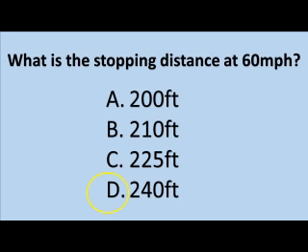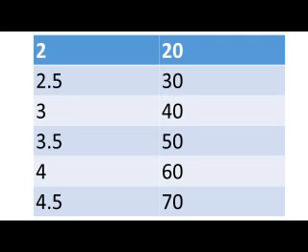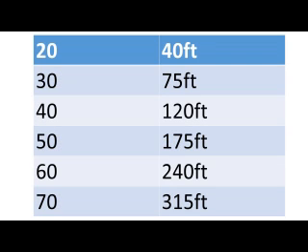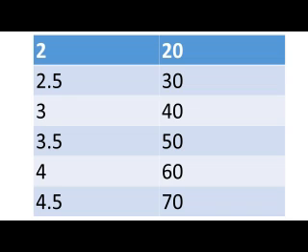Just to explain that a little bit more so it makes a little bit more sense, for each speed limit we multiply by the number on the left. So for 20 miles an hour we multiply it by 2. That gives us an overall stopping distance of 40 feet. 30 miles an hour, multiply that by 2.5. 40 miles an hour, multiply it by 3. 50 miles an hour, multiply it by 3.5. 60 miles an hour, multiply it by 4. 70 miles an hour, we multiply it by 4.5. So that's how we work it out in feet.